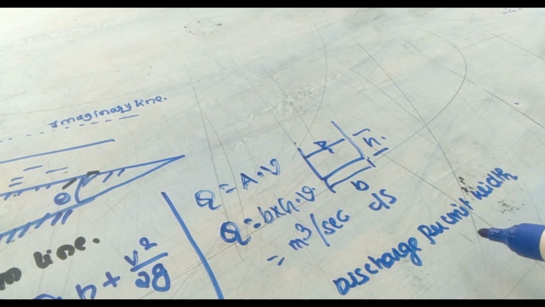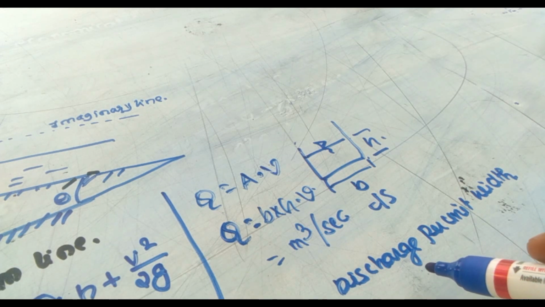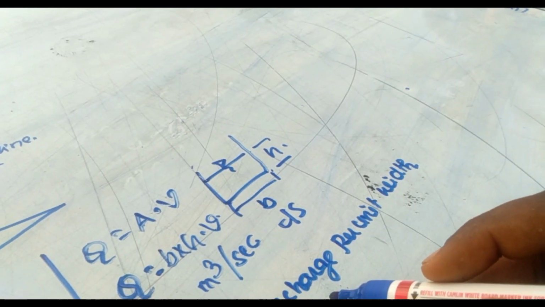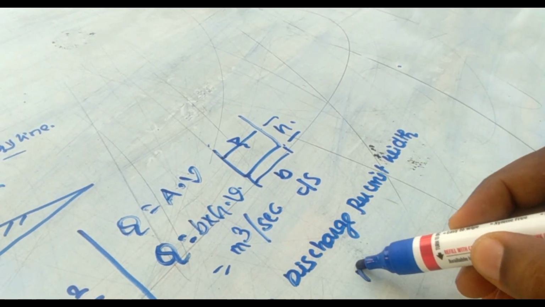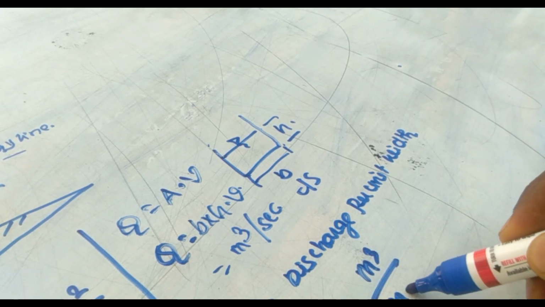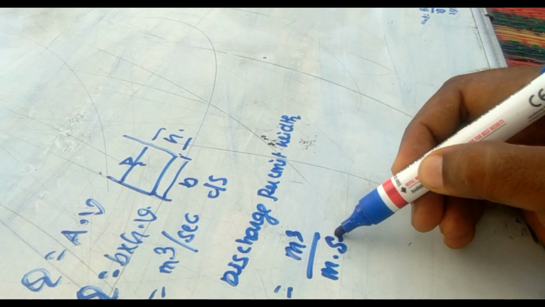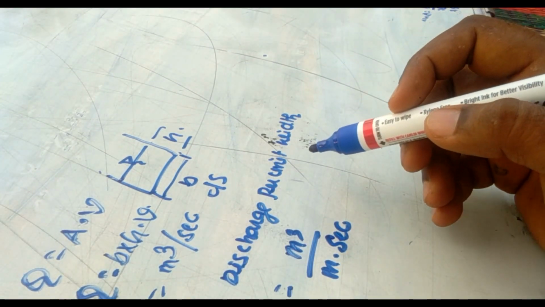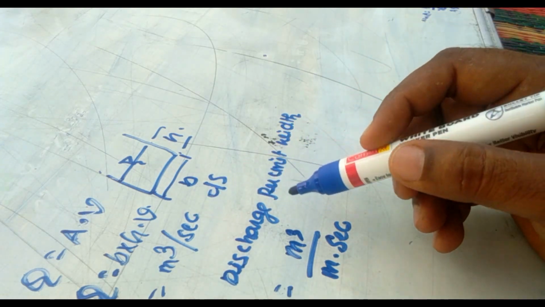Discharge per unit width. What does discharge per unit width mean? That is meter cube per second, divided by meter, so it means meter cube per meter per second. I will explain this.